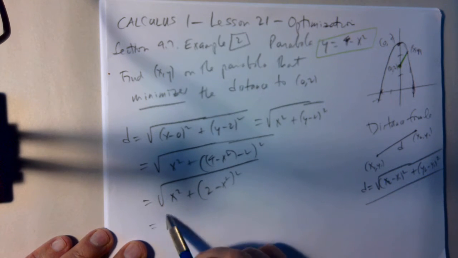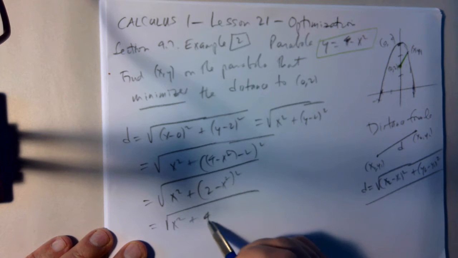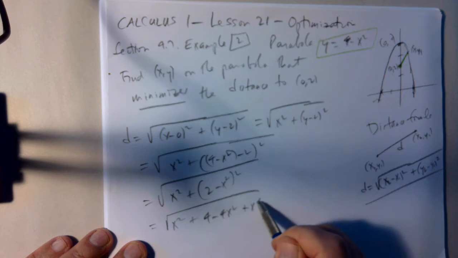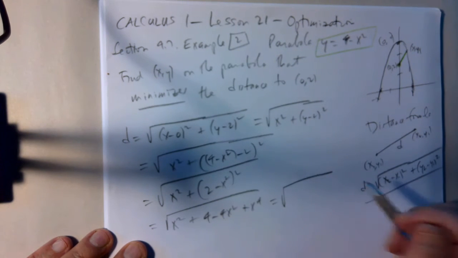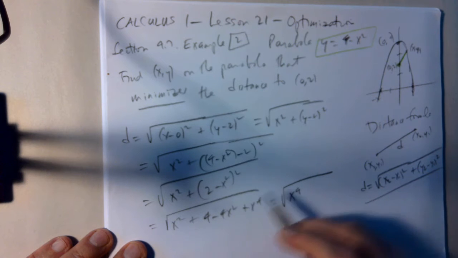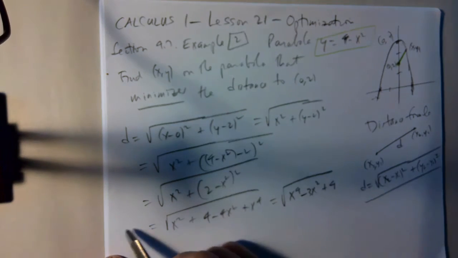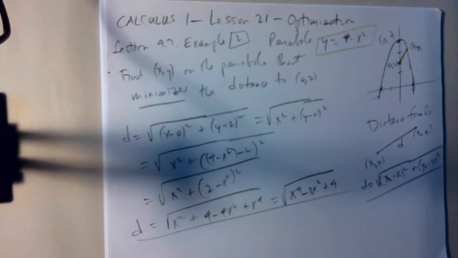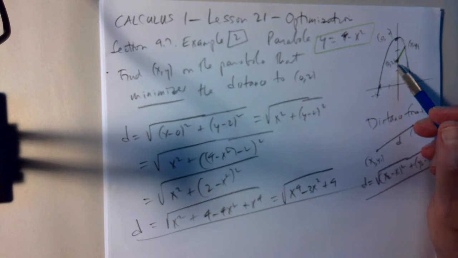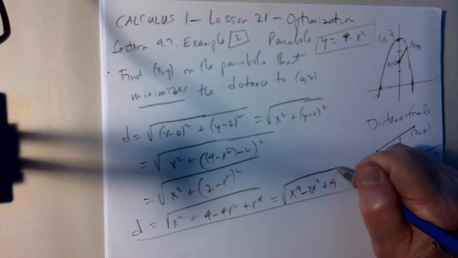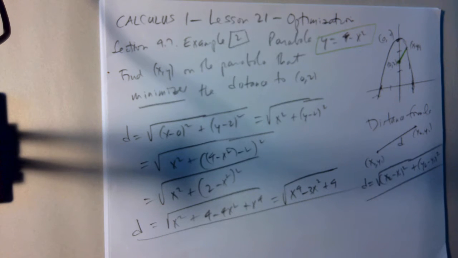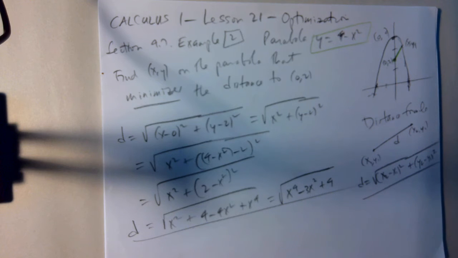Let's just expand this out. Square root of x squared plus 4 minus 4x squared plus x to the 4th, which is the square root of x to the 4th minus 3x squared plus 4. So this is the distance from a point x, y on the parabola to the point 0, 2. We want to minimize that. Now, we can save a little bit of algebra, that is, get the right answer with a little bit less work, which is always a good thing to do, if we minimize the square of the distance.